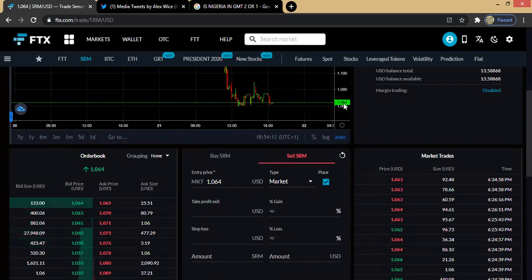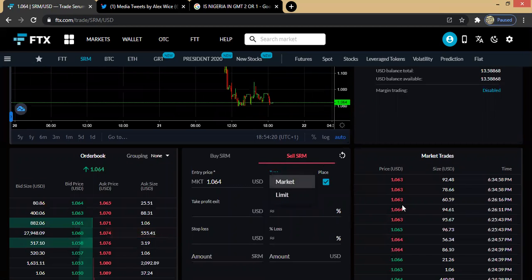Assuming this is the feeder right now, and we want to buy it. We're not buying at 1.064. We're going to buy at a lesser price. We want to buy at a lower price, and then let's say we want to sell immediately. We buy and we sell immediately. That means we'll be needing this. Change our market to limit.